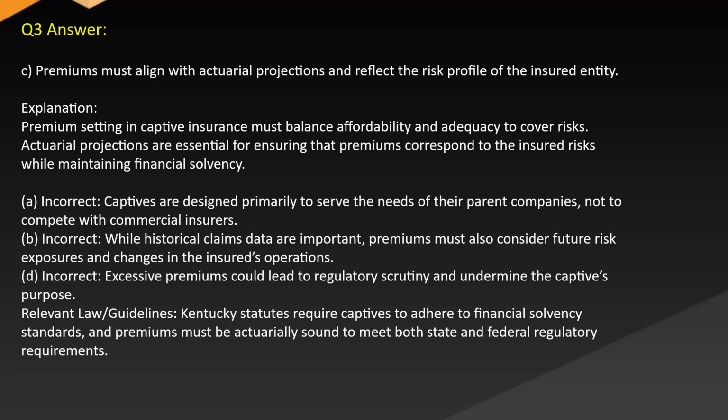Answer: C. Premiums must align with actuarial projections and reflect the risk profile of the insured entity. Explanation: Premium setting in captive insurance must balance affordability and adequacy to cover risks. Actuarial projections are essential for ensuring that premiums correspond to the insured risks while maintaining financial solvency. A. Incorrect. Captives are designed primarily to serve the needs of their parent companies, not to compete with commercial insurers.